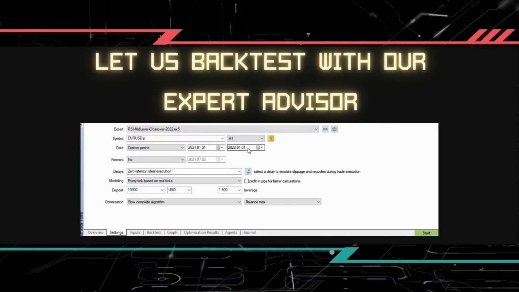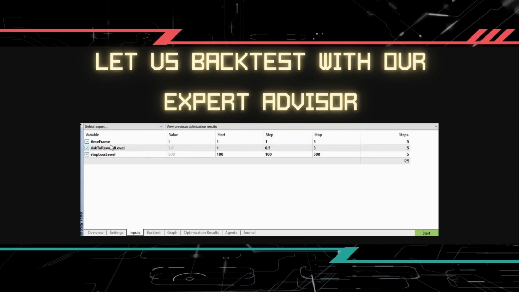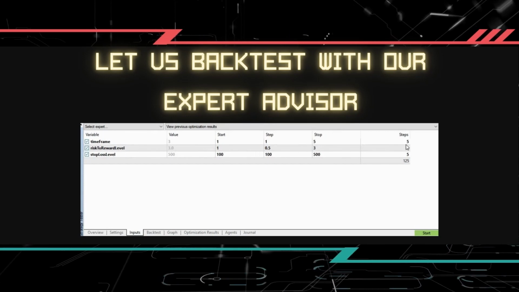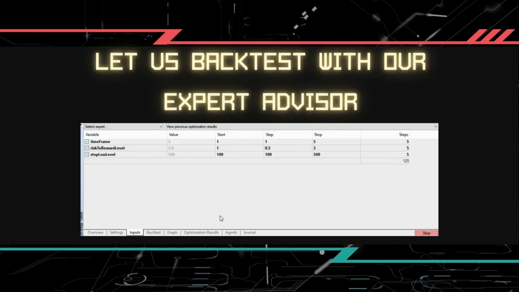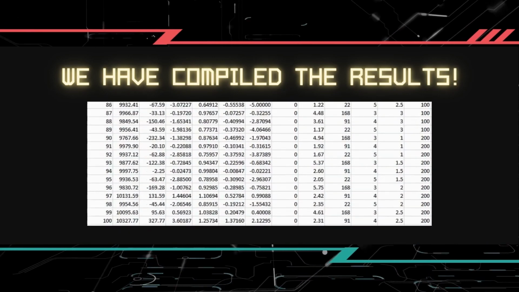We will use the data from the whole of 2021, using every tick based on real ticks. With the different settings mentioned before, we have a total of 125 trade settings. Let's start the expert advisor and we will let it run for a while. We have consolidated all the 125 trade settings results.